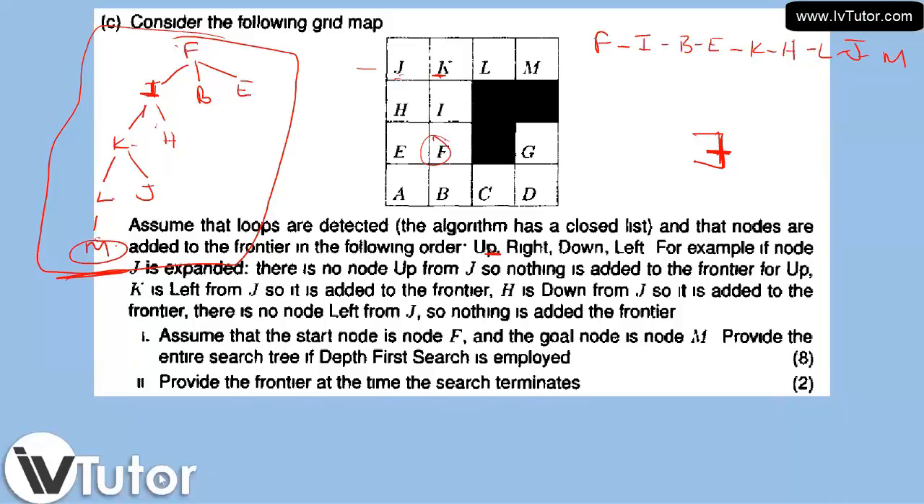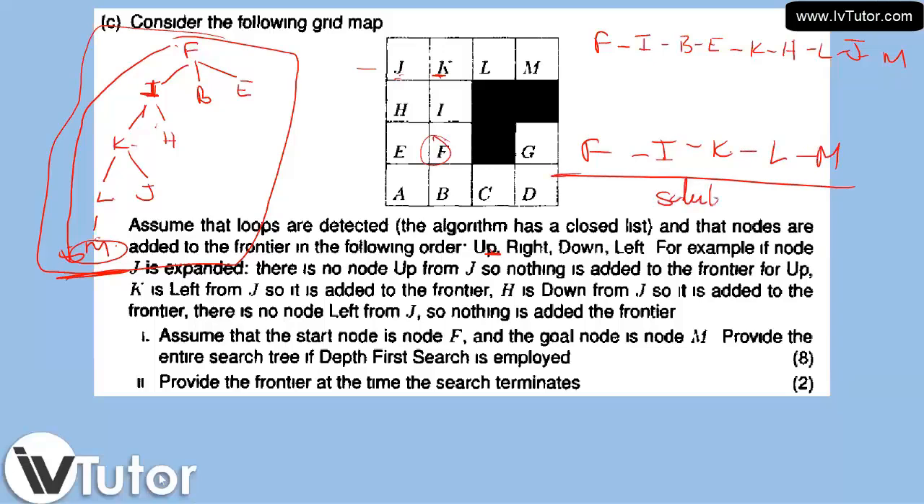Which ones will be expanded? That is a very good question. What is the path that will be taken? F is going to be expanded, I is going to be expanded. So the shortest path to go: then I'm going to have K, I'm going to have L, I'm going to have M. So this is a solution. But this is the generation of nodes. Provide the entire search tree if depth first search is employed. So this will be the search tree if depth first search is employed.